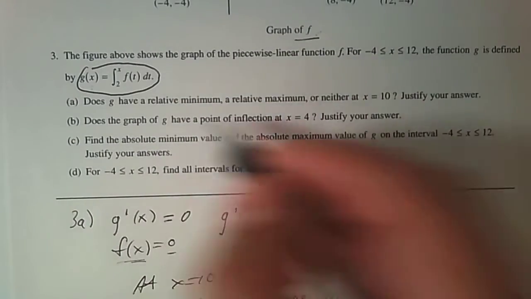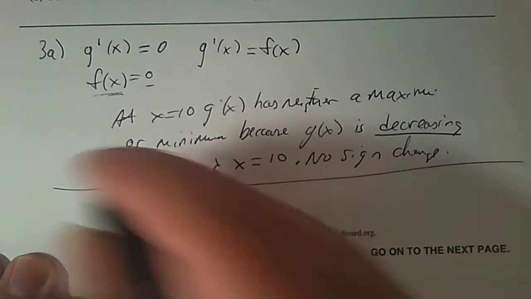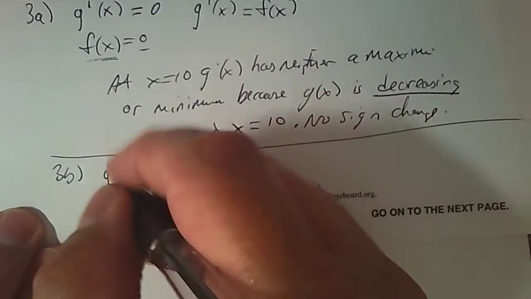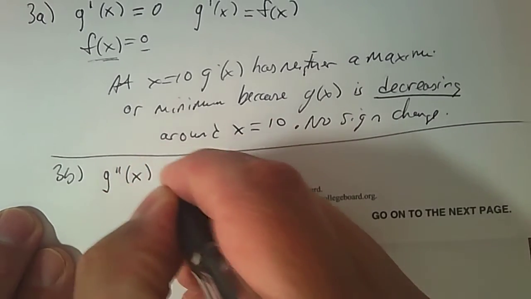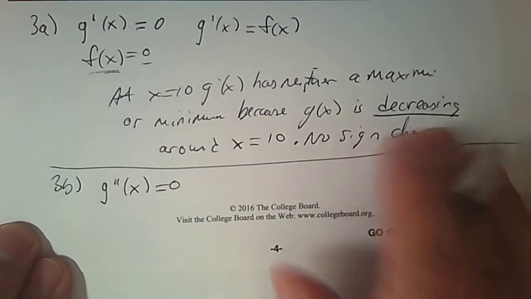All right, 3B. Does the graph of G have a point of inflection at x equals 4? So G again, point of inflection. How would I normally find it? It's the second derivative. The second derivative equal to 0, and again I'd have to see a sign change for there to be a point of inflection. So we were already told what the first derivative is.